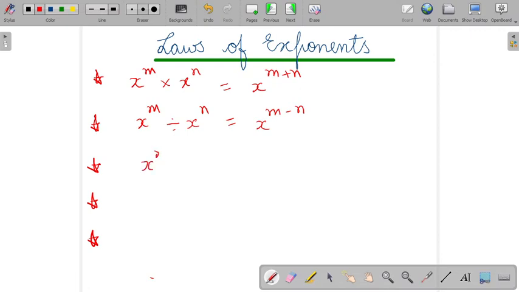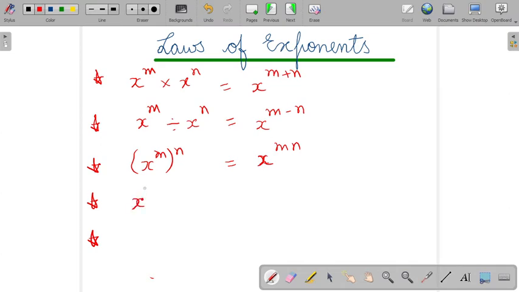Next law, x power m and outside is one more power, that is n. Then to open this bracket we will write this x only once and multiply m and n together, means m into n.